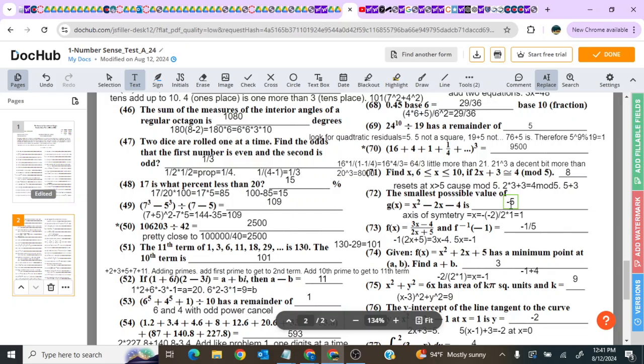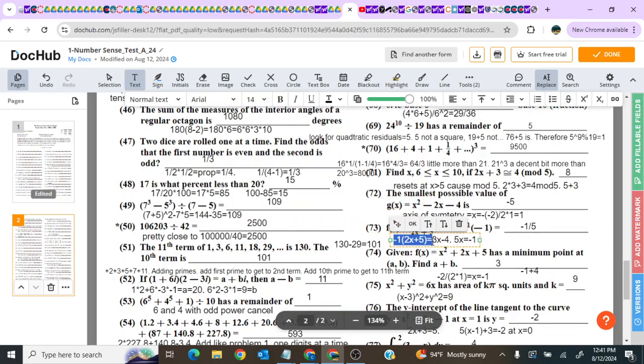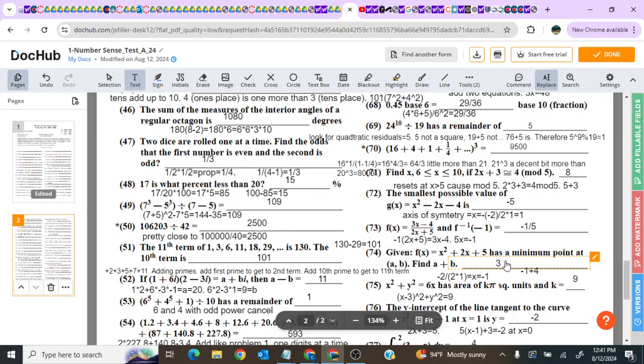73, if f of x is 3x minus 4 over 2x plus 5, f inverse of negative 1 is what? Well, f inverse means you plug in negative 1 for your y and then solve for your x. So negative 1 is equal to this giant fraction, multiplied by your denominator to move it over here. And you get this equation right here, which you just need to simplify. These problems are pretty hard to compute mentally, but you can do it. And you get negative 1 over 5.